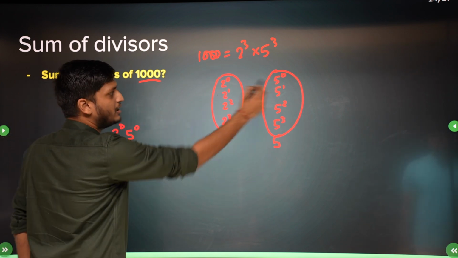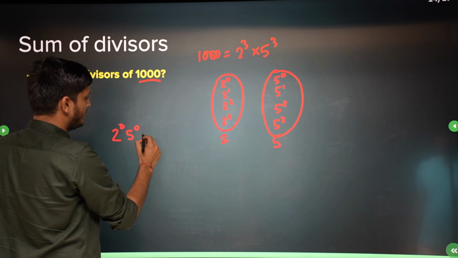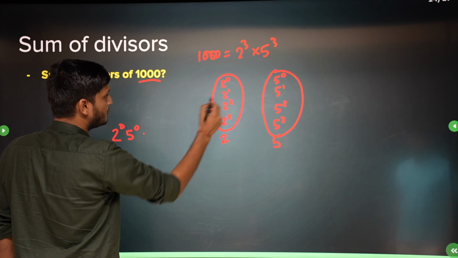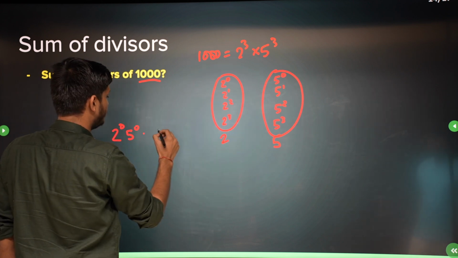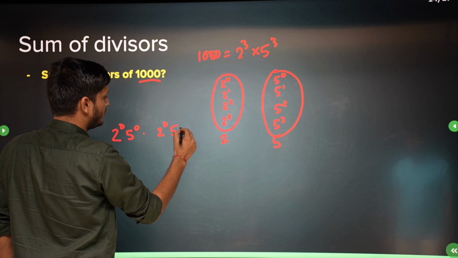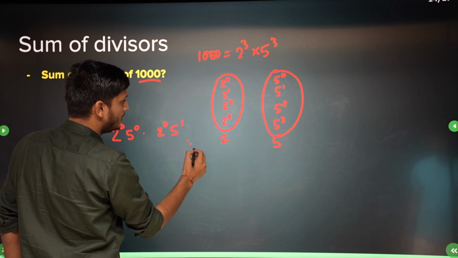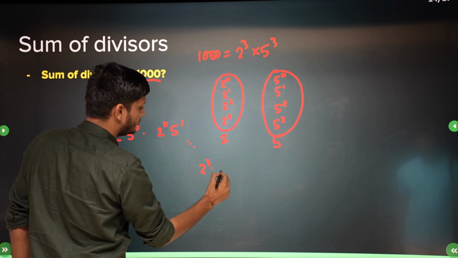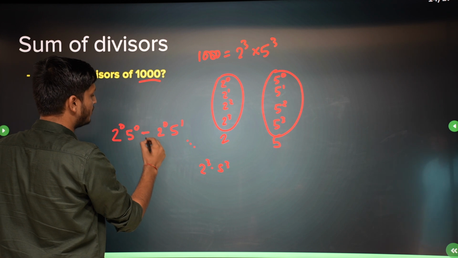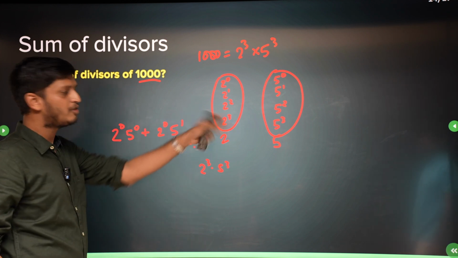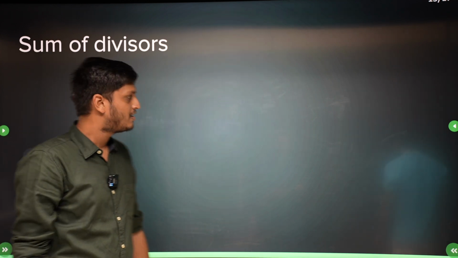We take one number from here, one number from here, right? That's what we are doing. And what is the other number? 2 to the power 1, 2 to the power 0, 5 to the power 1. We can do this like 2 to the power 0, 5 to the power 1, and so on. The last number will be 2 cube into 5 cube. And we have to calculate the sum of all of these. Sum of all possible such divisors.